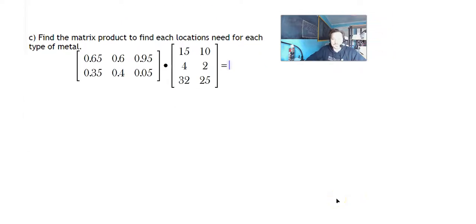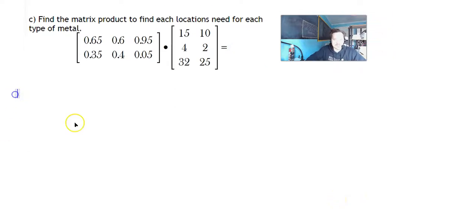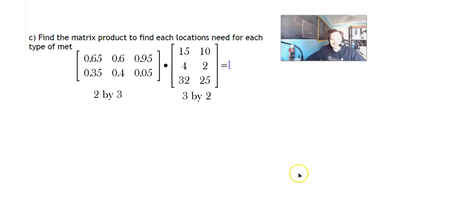I'm going to pull this up because I'm going to need room here to generate these entries. Now let me stress this: this is a 2 by 3, and this is a 3 by 2. Keep that in mind because that determines what happens. Row 1 times column 1 is an entry. Row 1 times column 2 is the second entry. Row 2 times column 1 is the third entry. And then row 2 times column 2 is the fourth entry. So it's going to give us a 2 by 2 in the end. Simple enough, actually. Let's go through the calculations.